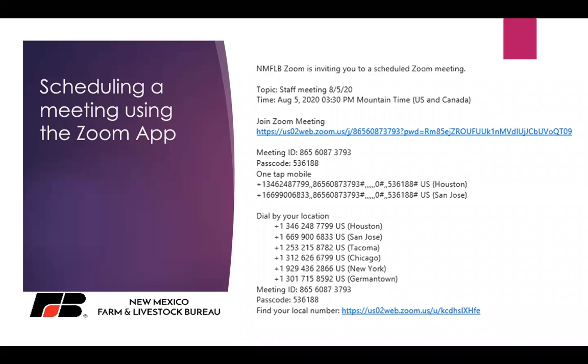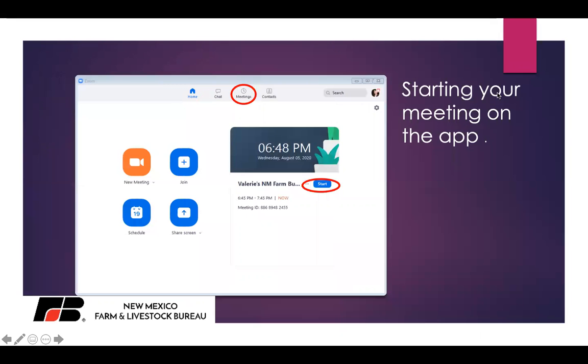So once you have your meeting scheduled, let's look at what it looks like to start your meeting using the Zoom app. Using your Zoom app on the home screen, you should see your meetings for the day. If you don't see your meetings for the day, or you want to see meetings scheduled for other days, you can click the Meetings tab here at the top. All you do for that particular day is go to Start Your Meeting.